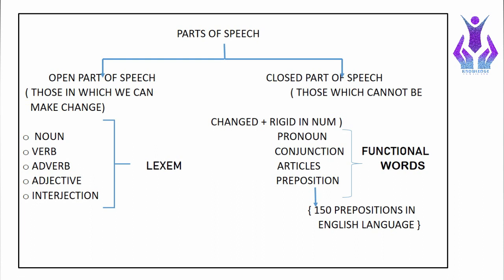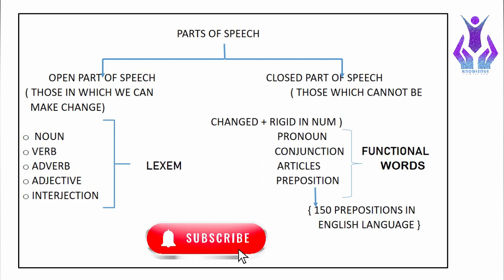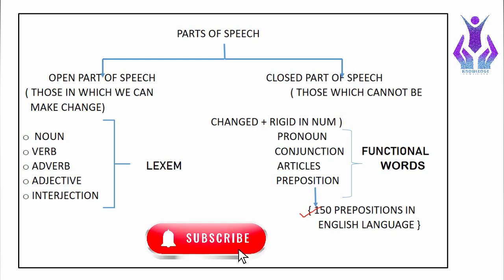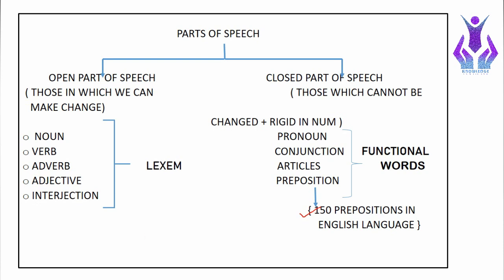As I have told you, article is not included in parts of speech, but they are somehow related to them. So these 4 are closed parts of speech: pronoun, conjunction, articles, and prepositions. They are rigid in number, we cannot change them. They are also called functional words. And one important thing, there are totally 150 prepositions in the English language. We have only 150 prepositions, as pronouns are rigid and conjunction joining words are limited.